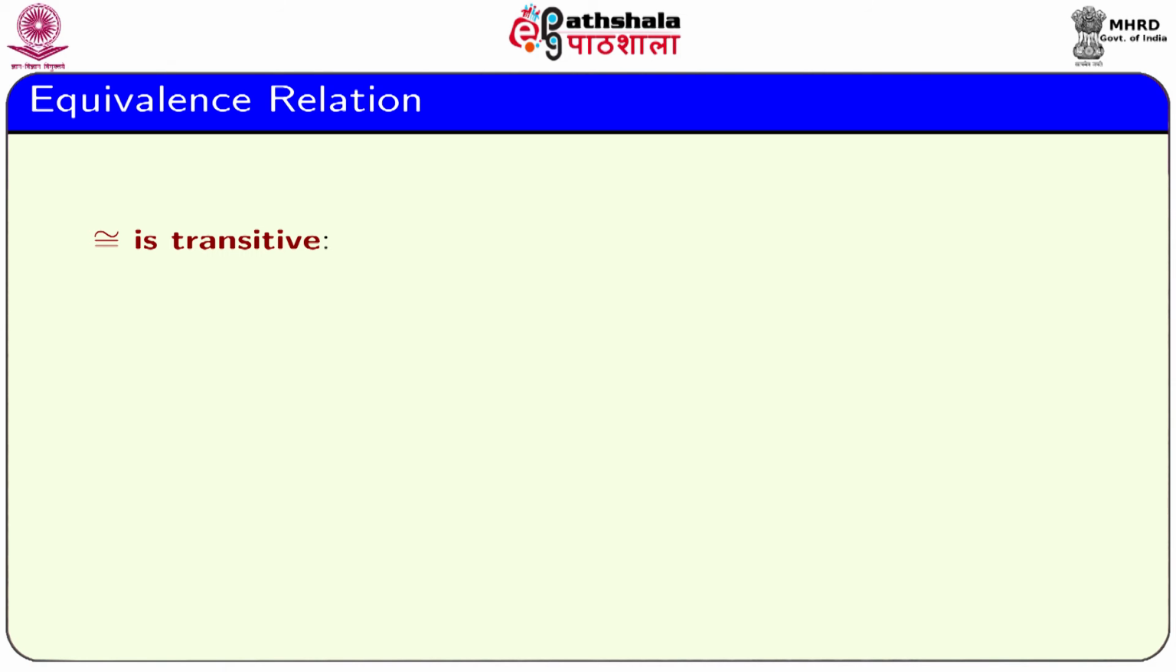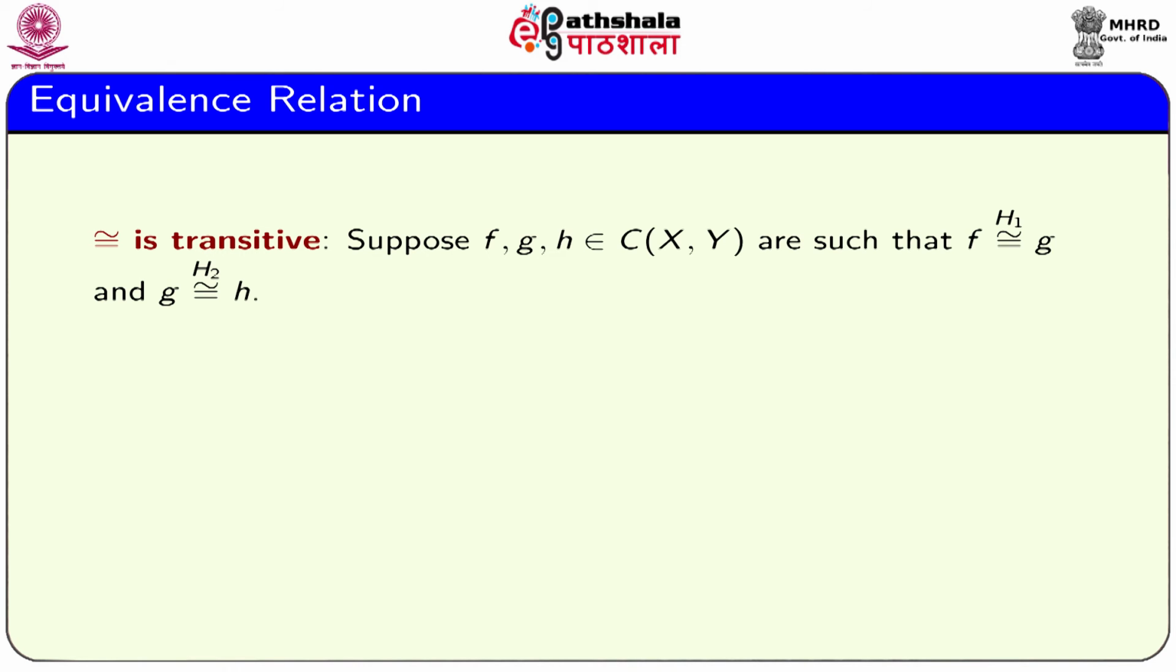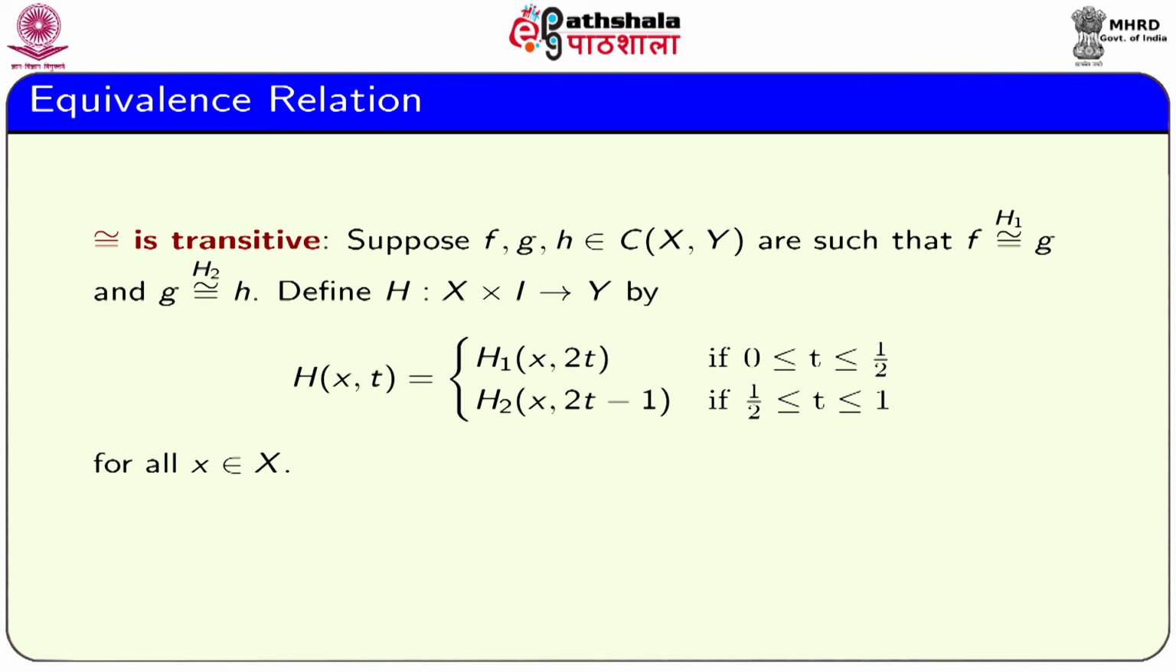This relation is transitive. Suppose f, g, h are three functions taken from C(X,Y) such that f is homotopic to g by H1 and g is homotopic to h by H2. We want to define a function capital H from X cross I to Y such that H(x,0) is f(x) and H(x,1) is equal to h(x). So for that, we want to split the interval [0,1] into two halves.